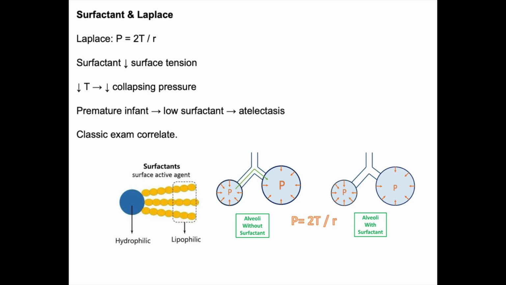In premature infants, surfactant production is insufficient, so that increases collapsing pressure, causing neonatal respiratory distress syndrome. So surfactant doesn't just reduce work of breathing, it equalizes pressure across alveoli of different sizes. So knowing the reason for surfactant, when it's released, which we got into a bit with the embryology of it in the week 2 video, that's all very high yield for this exam.